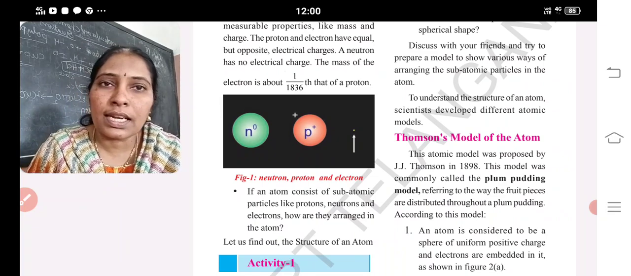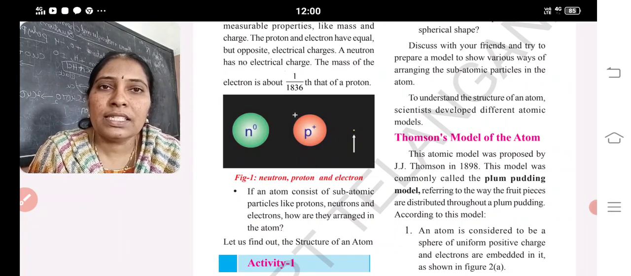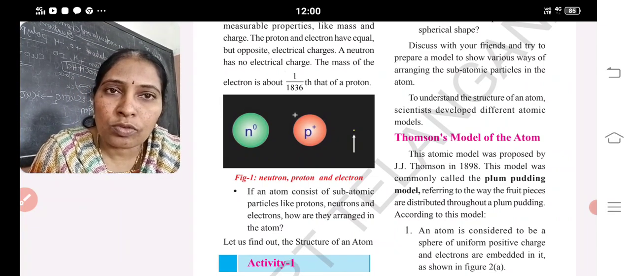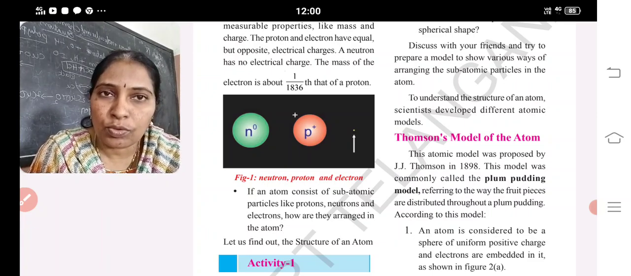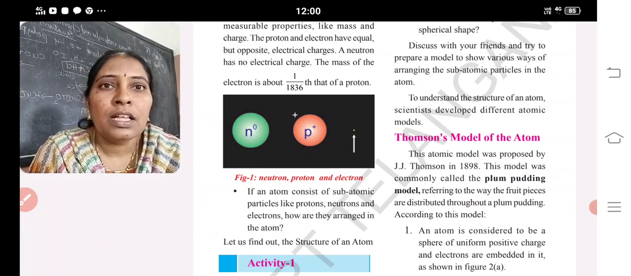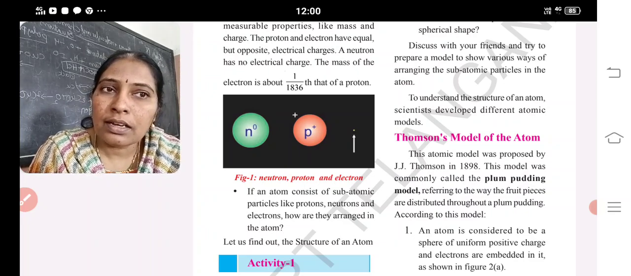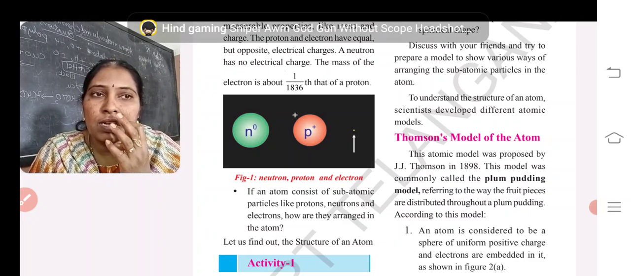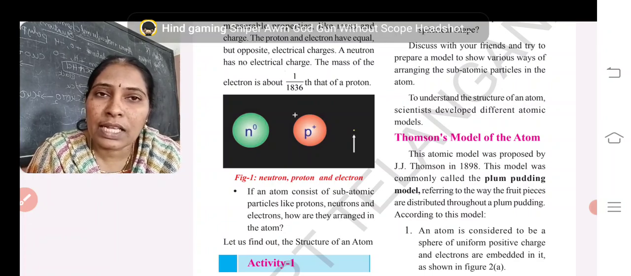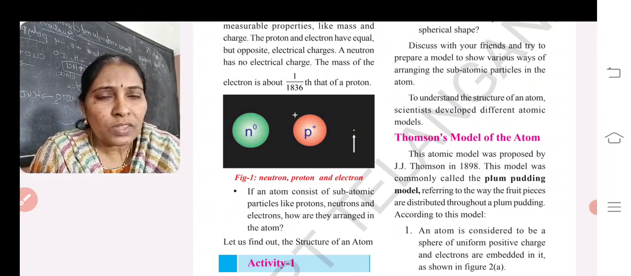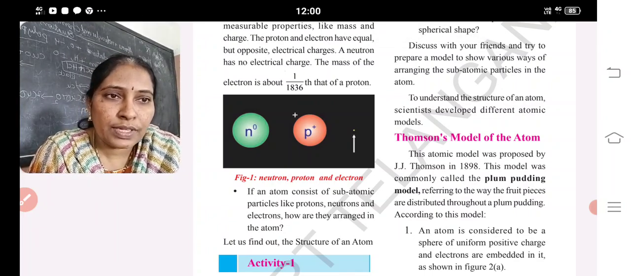Afterwards another question arises: where should they be placed inside the atom? What is the actual place of the electrons, protons and neutrons? Whether they stay at the center, or revolve, or stay at the corner. So the arrangement of electrons, protons and neutrons is known as the structure of the atom. Here the Thomson model is the first atomic model.